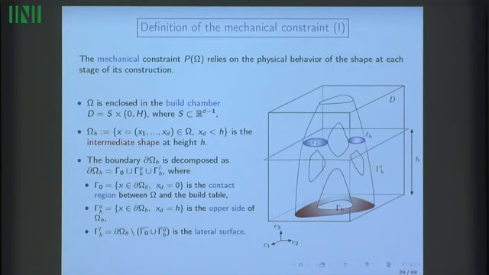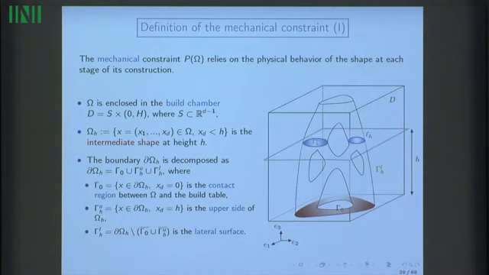So now we are modeling the building process of the shape and not the context of use of the shape that I have presented just before. The shape is included in the build chamber, which is called D here. There is a build table, which is called gamma 0 over here. And so each shape that I will be considering will be included inside this build chamber. And we'll consider all the intermediate shapes associated to the shape omega, meaning the shape omega h, which is omega elevated up to the height h. So omega h is just omega up to the height h. So this is this guy over here.